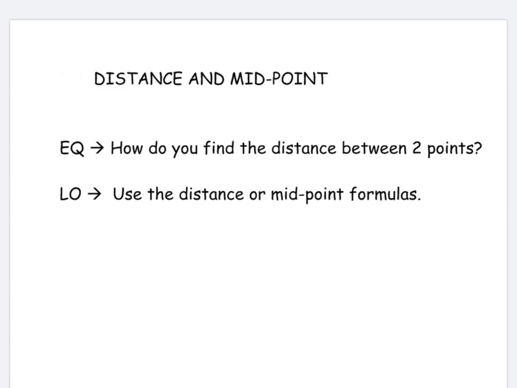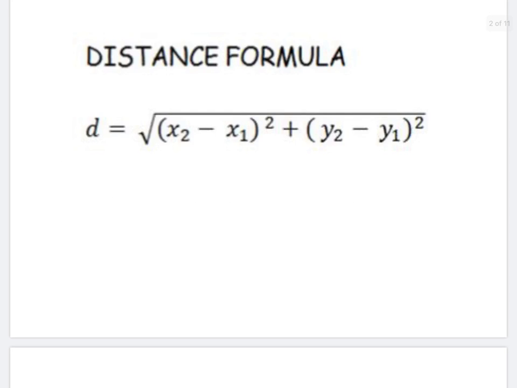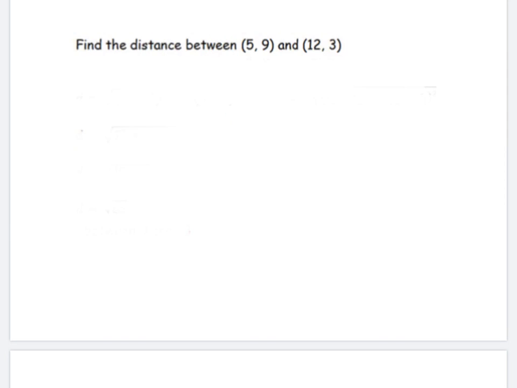This lesson is going to be looking at how to find the value of distance and midpoint. This is the distance formula. It looks kind of complex, but it should remind you of the slope formula because it has the subscripts along with the x and the y values. So let's take a look at how to use the distance formula in order to find the distance between 2 points. So let's say we're looking at the distance between the points (5, 9) and (12, 3).